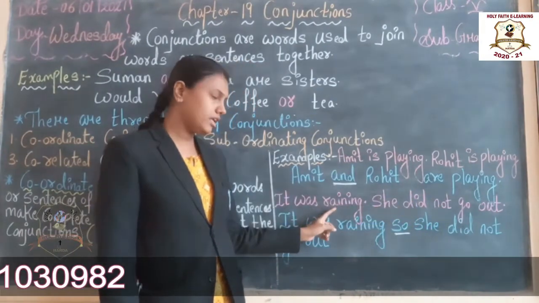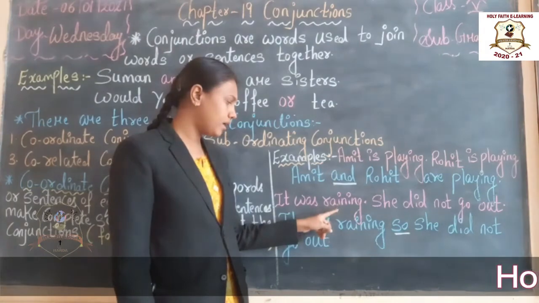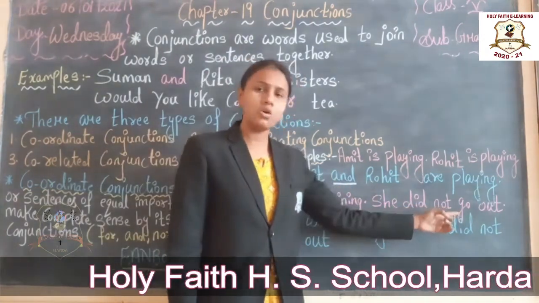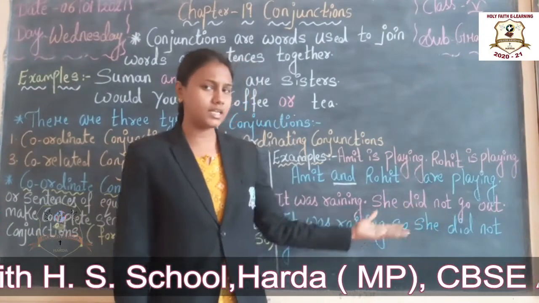Next one: it was raining, she did not go out. Again this sentence is also independent. It was raining means बारिश हो रही थी. She did not go out. इसलिए वो बाहर नहीं गई.